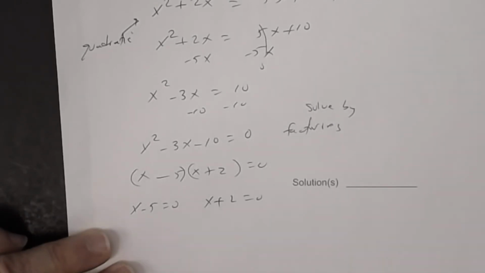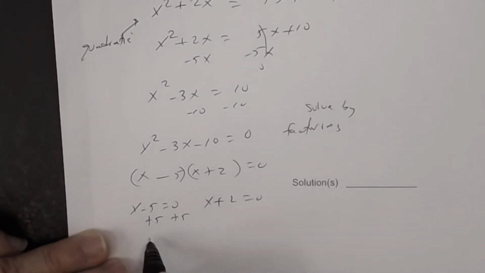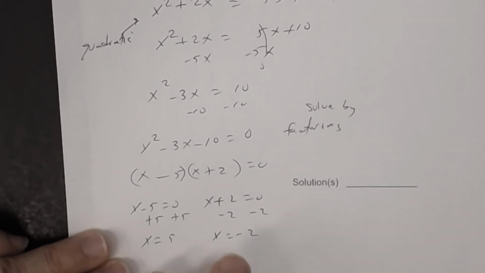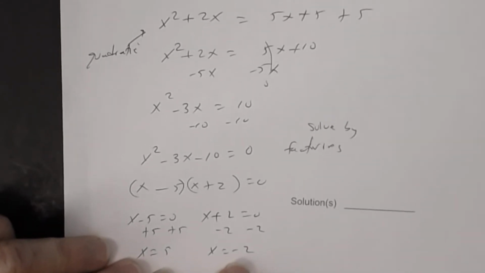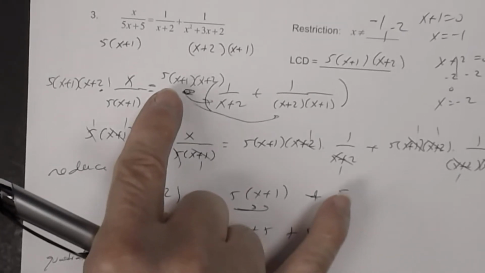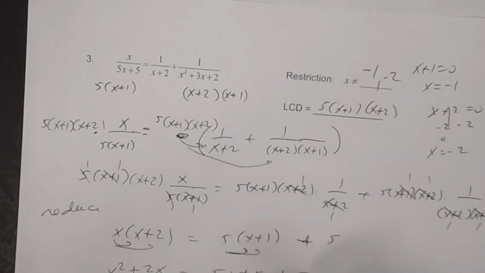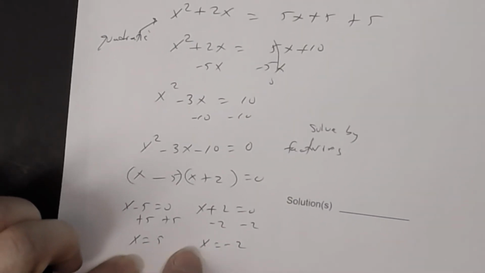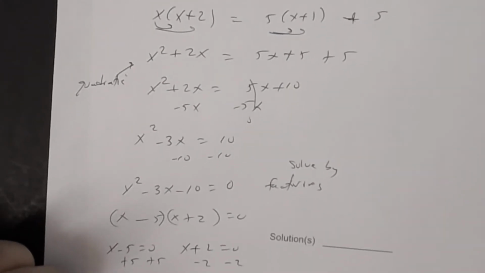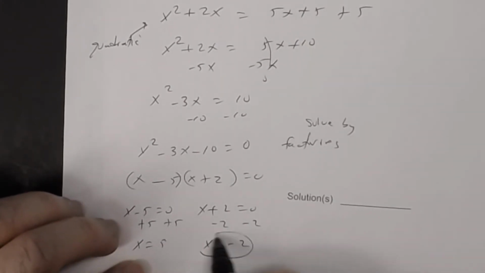And so to solve this linear equation, I'm going to add 5 to both sides. And so get x to be 5. To solve this linear equation, we'll subtract 2 from both sides and get x to be negative 2. All right? So those right here are the solutions to the quadratic equation, but they may not be solutions to the rational. You have to look at your restrictions. Are any of these restrictions? Yes, negative 2. Negative 2 is a restriction, right? That's a restriction. So I can't use it.